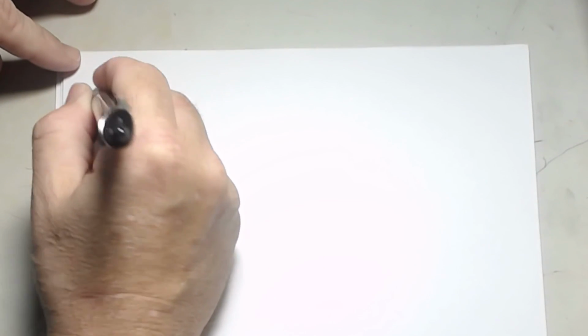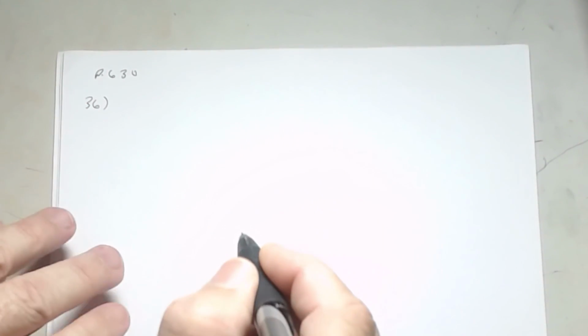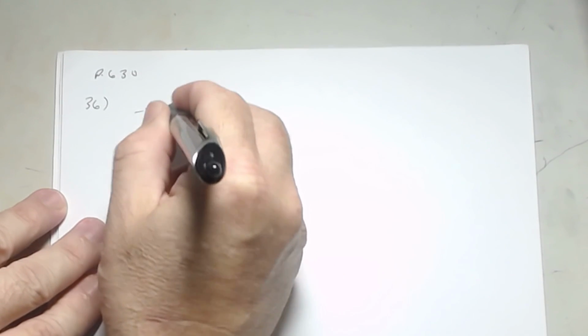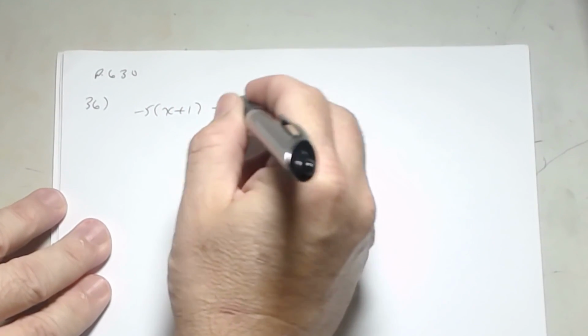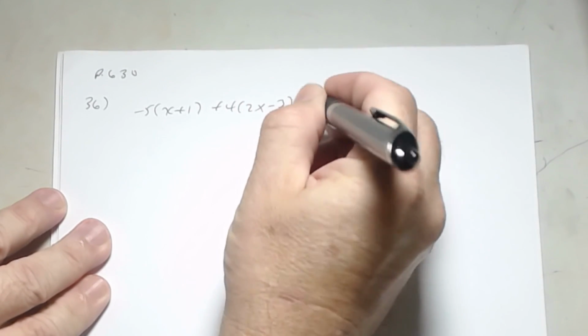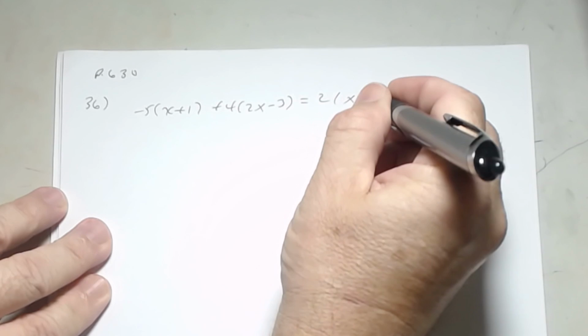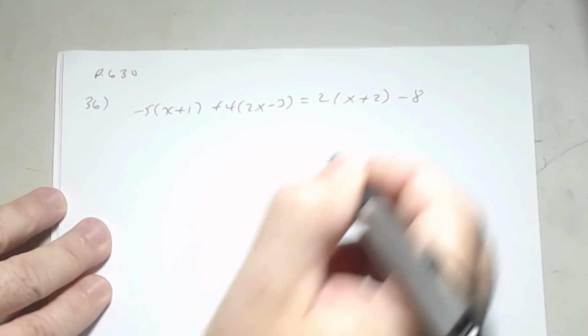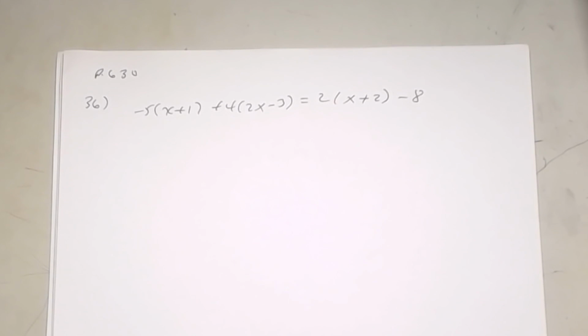Okay, let's look at this problem. This is number 36 on page 630. So you have negative 5 times x plus 1 plus 4 times 2x minus 3 equal 2 times x plus 2 minus 8. So negative 5 times x plus 1 plus 4 times 2x minus 3 equal 2 times x plus 2 minus 8. All right, you want to solve this equation.